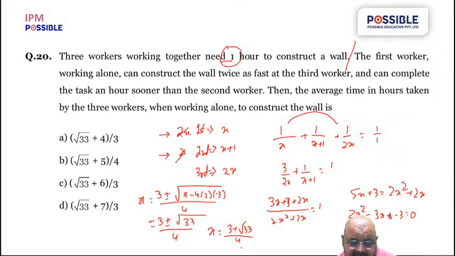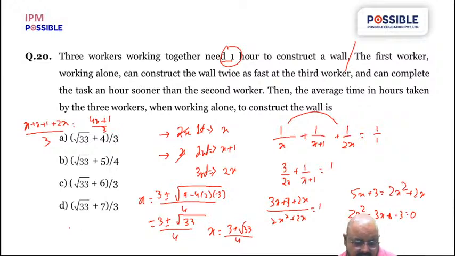I have the value of x, therefore I can find out the value of x plus 1 and 2x, and then we have to find out the average in time. So the average of these values will simply be x plus x plus 1 plus 2x upon 3, which is 4x plus 1 by 3. If I put the value of x as 3 plus root 33 upon 4, I'll get the answer.